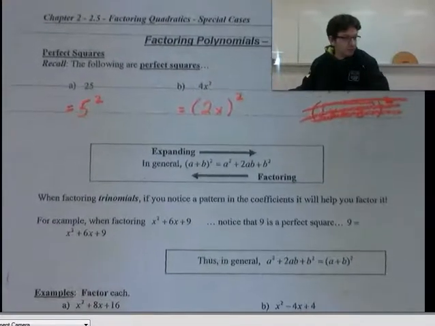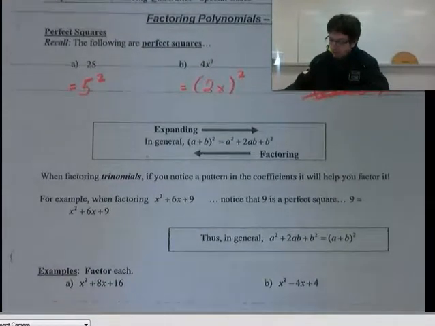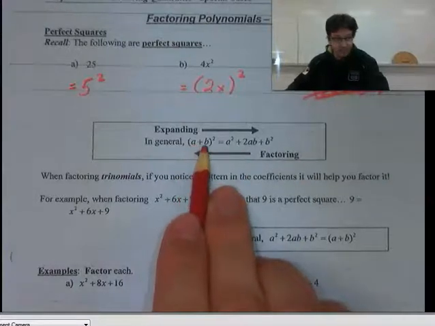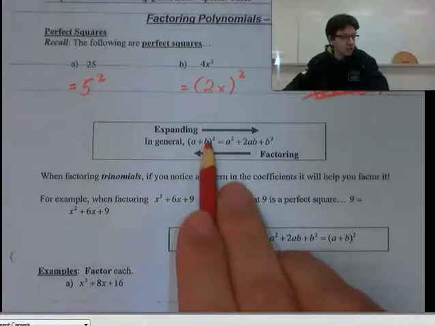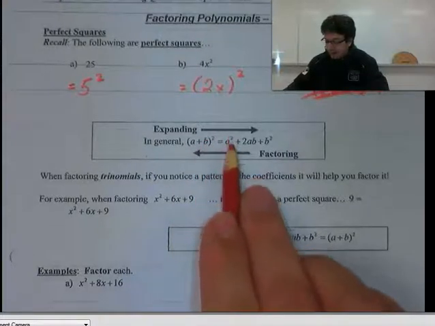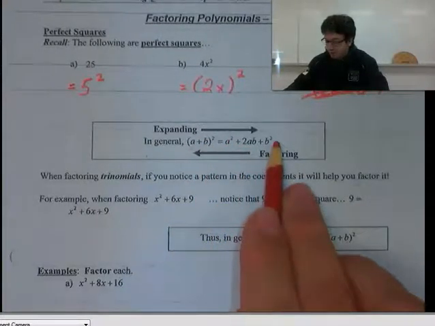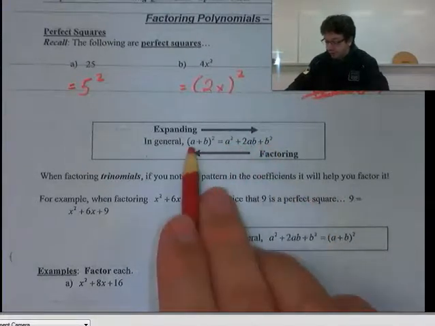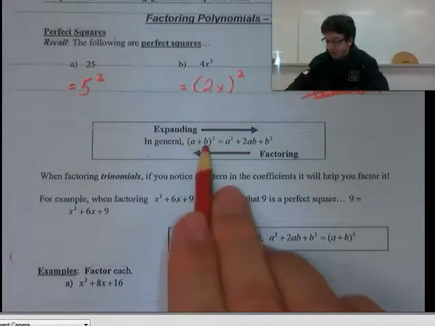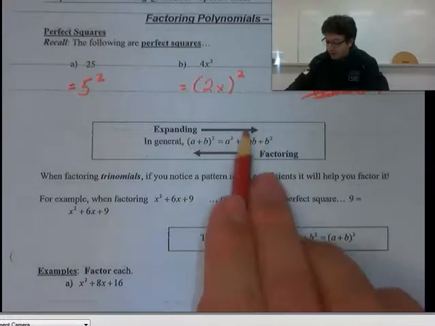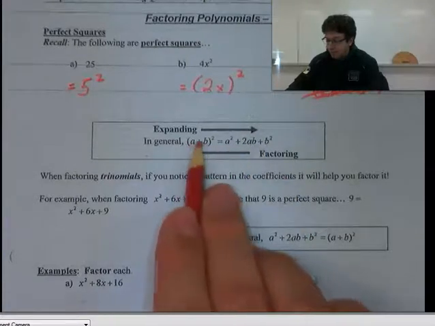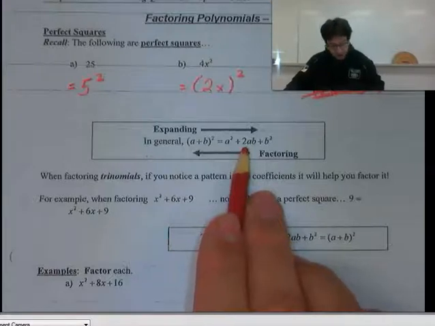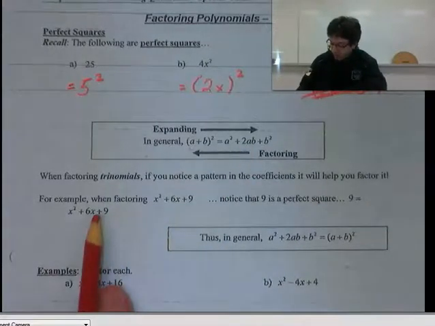Now when we're working with trinomials, you can take something like x plus 3 squared. Let's just call it a plus b. When we square that, we get a squared plus 2ab plus b squared. So our first and last terms are perfect squares of the first and second terms, and our middle term is multiplying these two terms together and doubling it.